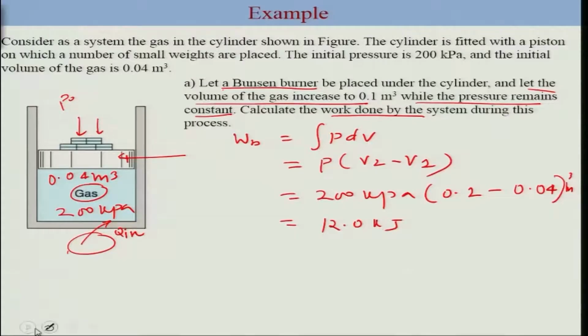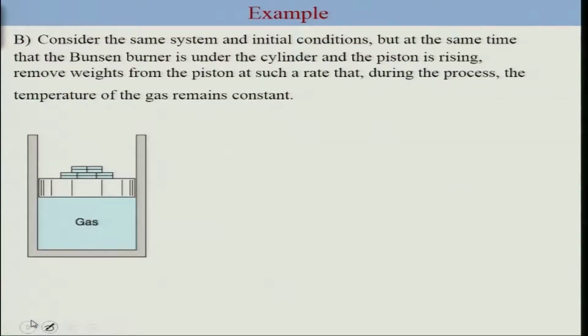So that was the first part of this example. Now let's consider the same system and the same initial conditions. So you have 200 kilopascal, you have 0.04 meter cube as initial volume, but at the same time when we place the Bunsen burner under the cylinder and the piston is rising, what we are doing is we are removing the weights. So while we are providing the heat, we are also removing the weight in such a way that the temperature is constant.